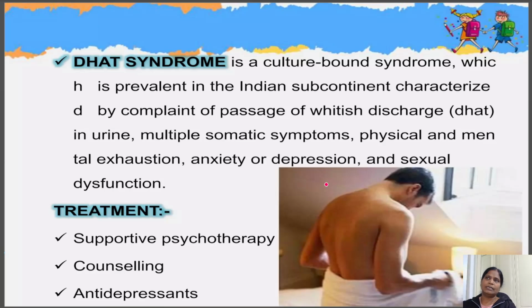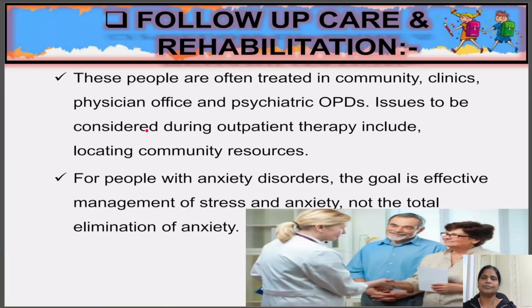Next, we have another condition, Dhat syndrome. Usually this syndrome is seen in Indian subcontinental areas. The person feels as if they are passing white discharge in their urine. Along with this, they have multiple somatic complaints, mental exhaustion, anxiety, depression, and sexual dysfunction also. The treatment for these also is supportive psychotherapy, counseling, and antidepressants.